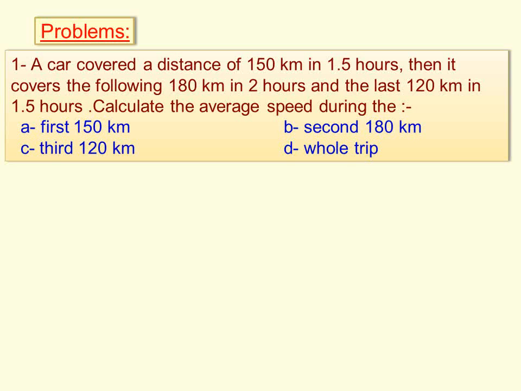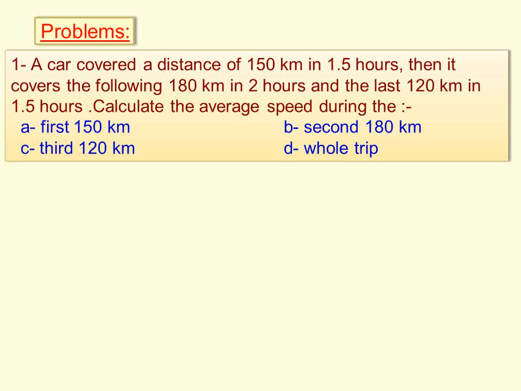Okay, what do we mean by the word average? It means that if we take the first speed and the second one and the third one, we get the average speed for it. This means that the average speed is the total distance covered by the body divided by the total time to cover this distance. Okay, we will calculate the first one as usual.